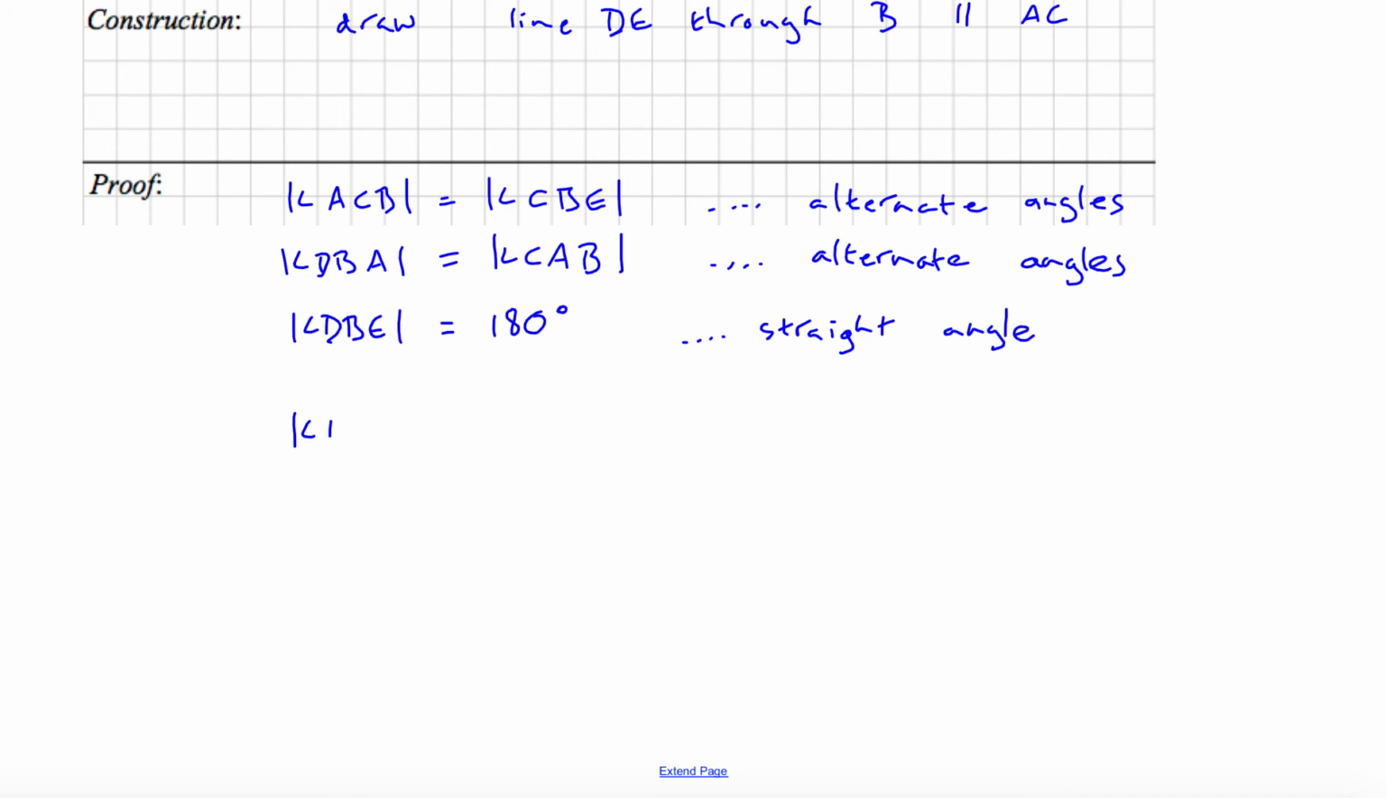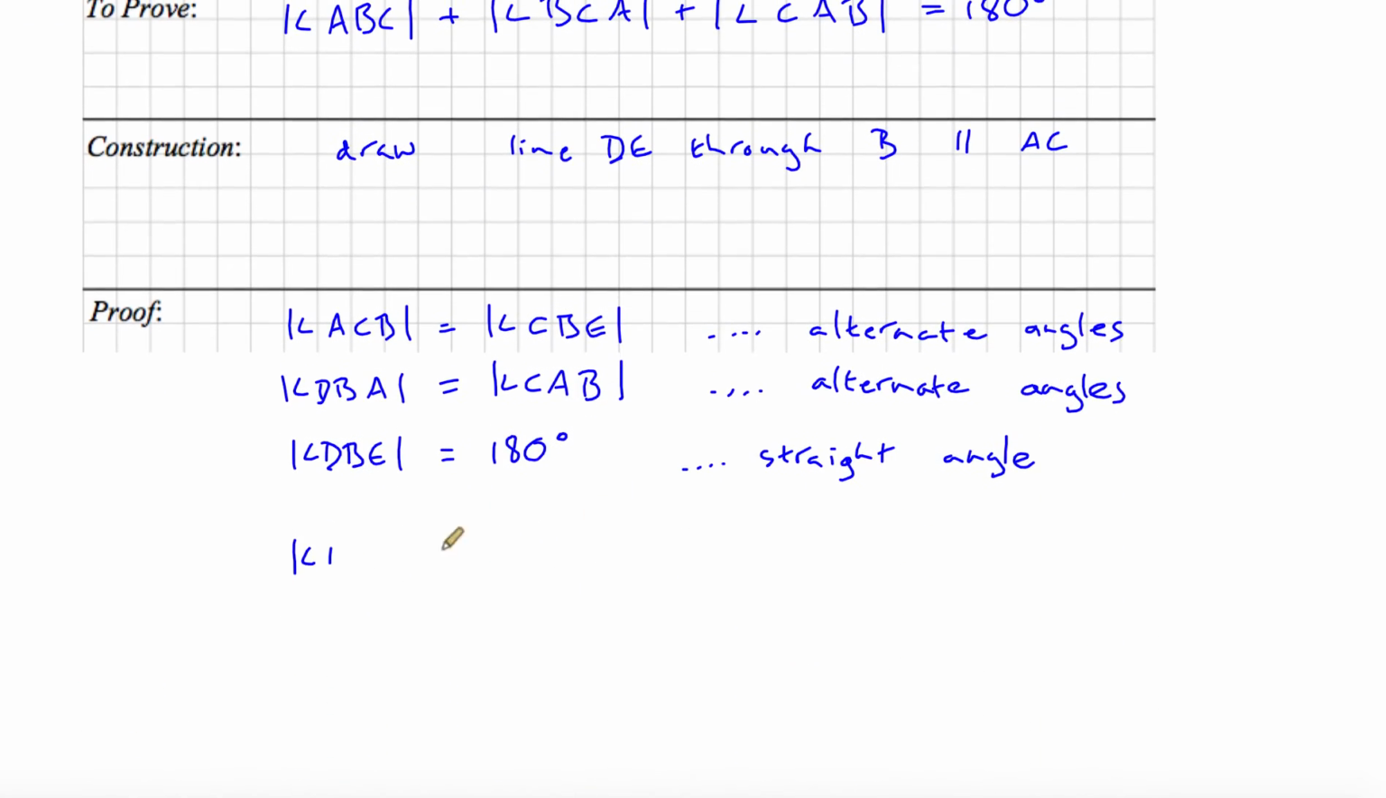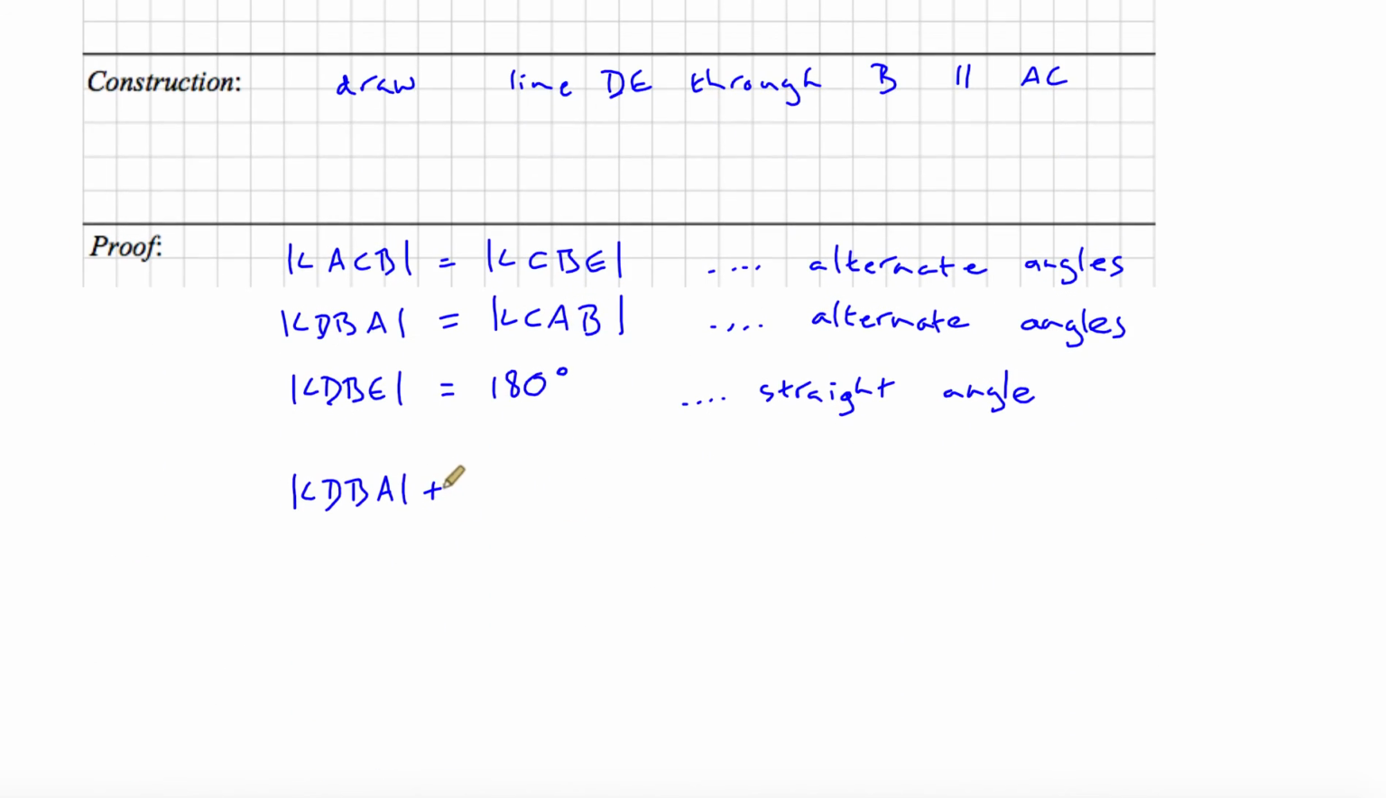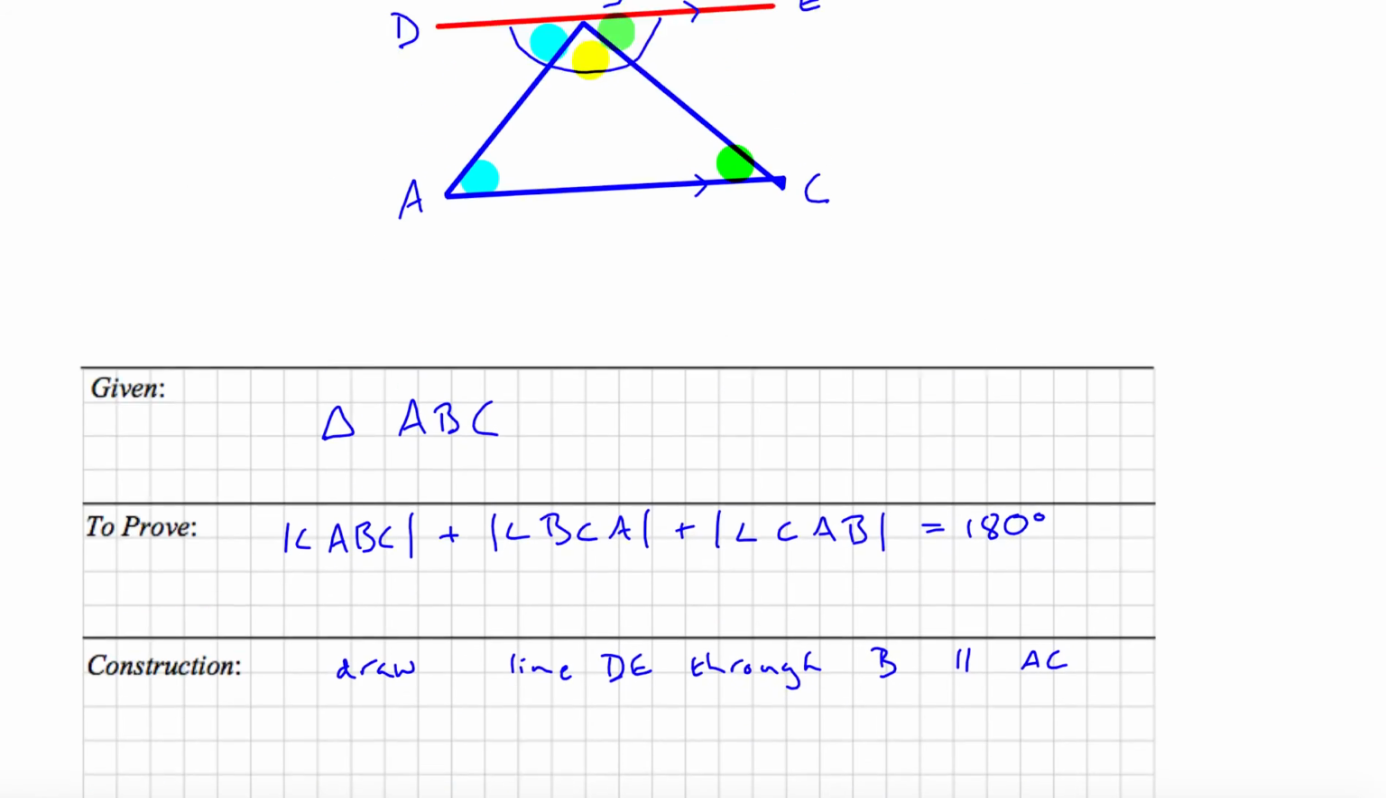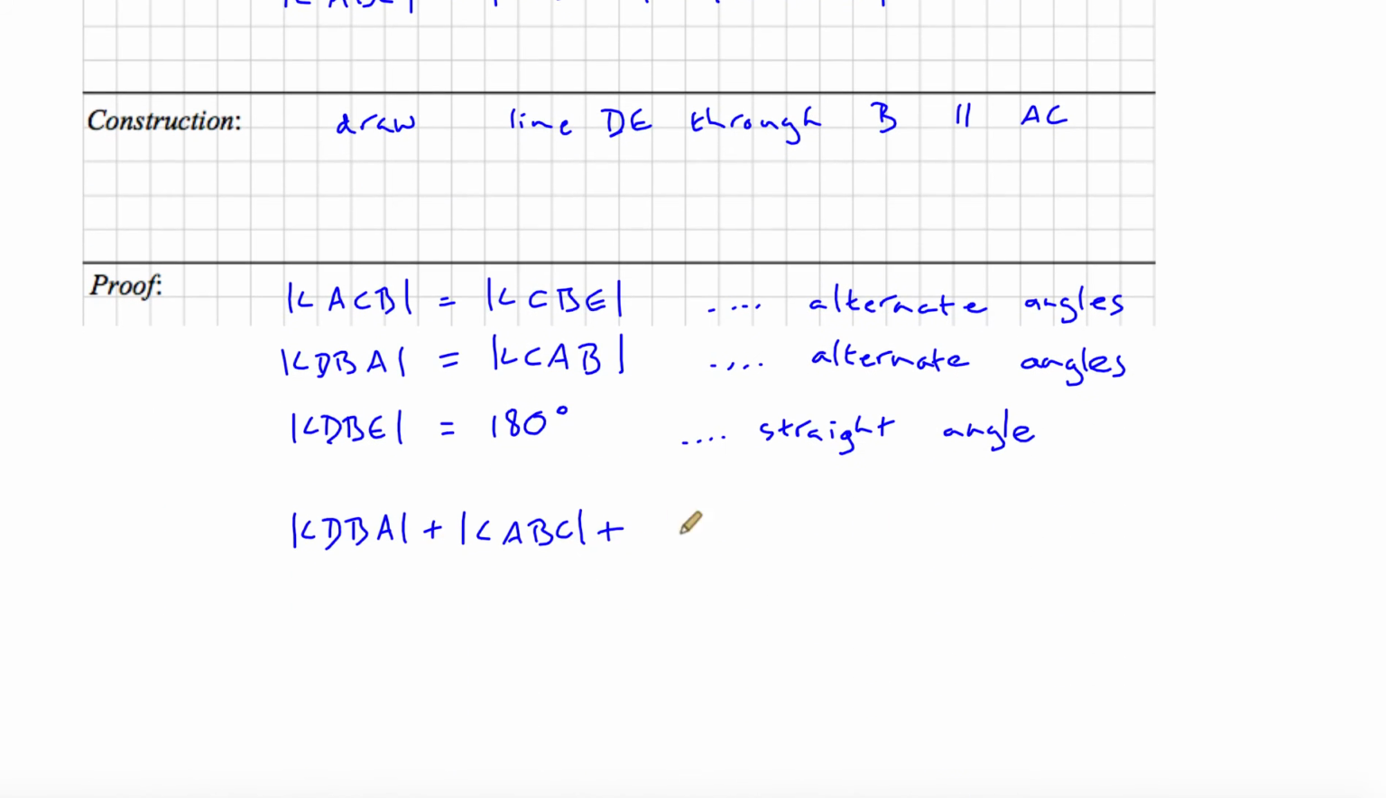So that's the size of the angle DBA, plus ABC, plus the green one, which is CBE, is equal to 180 degrees. And that comes from something called the protractor axiom. It's one of our truths, our original axioms. The three angles on a straight line.